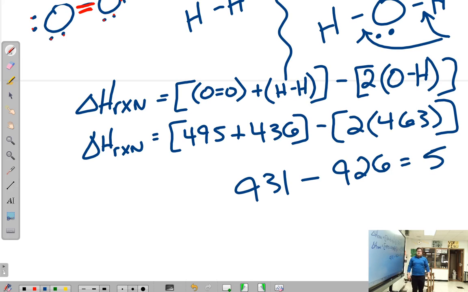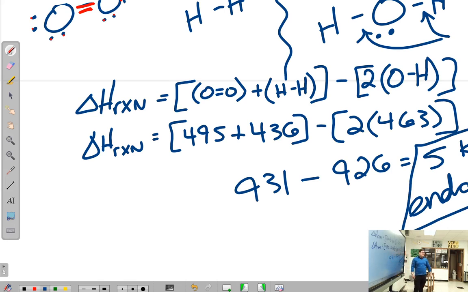What's my units? Kilojoules per mole. So is this exothermic or endothermic? Endothermic. So we should expect this to be most likely getting cold, but not by very much. All right, we'll get a little bit cold.